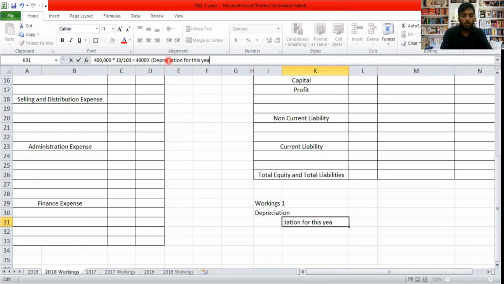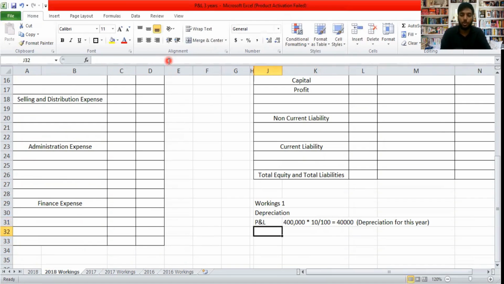Okay. So once you record this for this year, this depreciation moves on to the profit and loss account. What you charge for that particular year, you need to take into the profit and loss account. So this profit and loss account is going to have how much depreciation? 40,000. So I'm going to record this 40,000 on the profit and loss account.